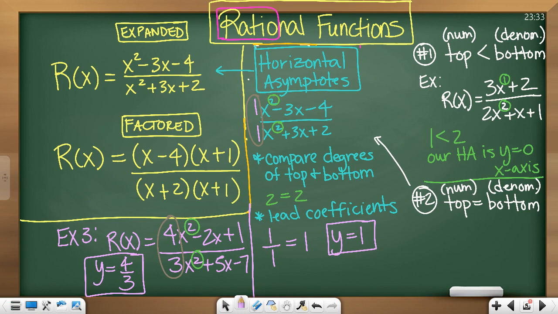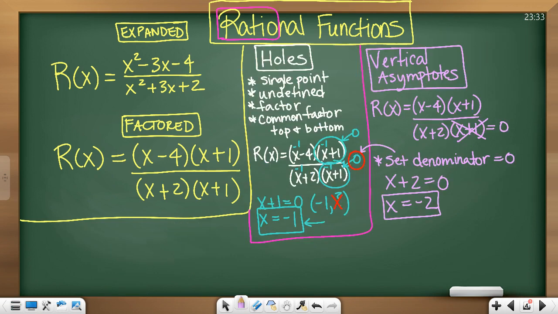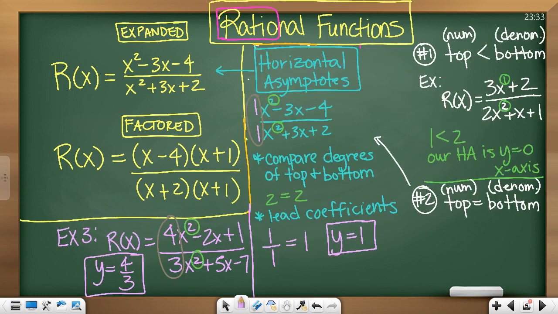On the previous slide is how we did the holes and the vertical asymptotes. Now we're going to look at the intercepts. I'm not going to get into oblique asymptotes because that's not going to be on the exam. But if the top degree is greater than the bottom degree, you have to do polynomial long division, which is not going to be on the exam. Well, polynomial long division will be on the exam, but not in the context of rational functions.